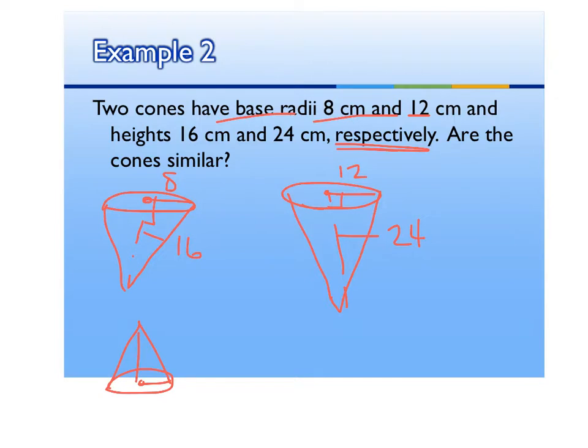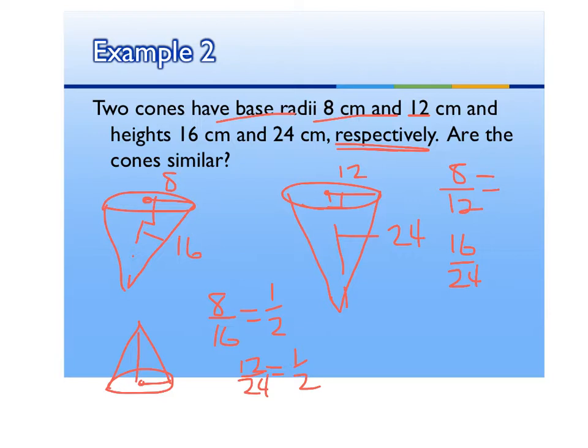So now I need to check to see if they're similar. So I need to match, and I can either set it up as the information from the smaller cone together, 8 over 16, simplifies 1 to 2, and then the larger cone, 12 to 24, simplifies 1 to 2. However, if I needed a scale factor, I would have to match radii with radii and height with height. And then I could simplify.